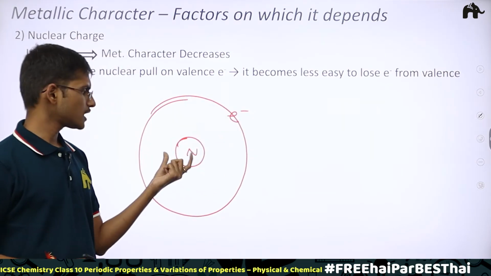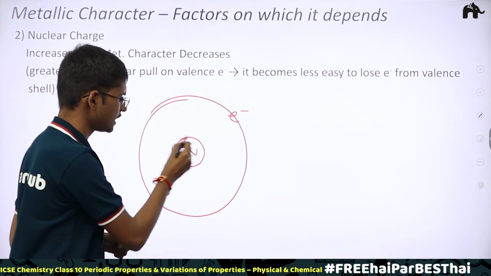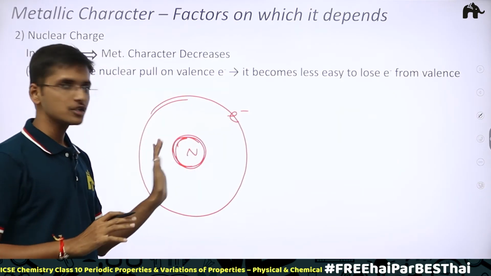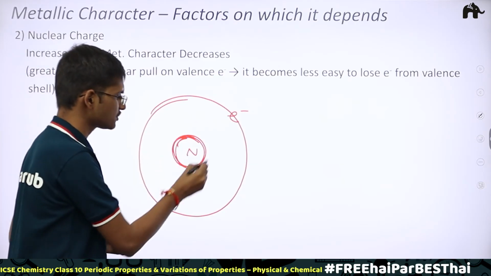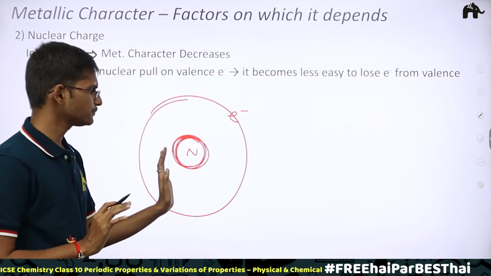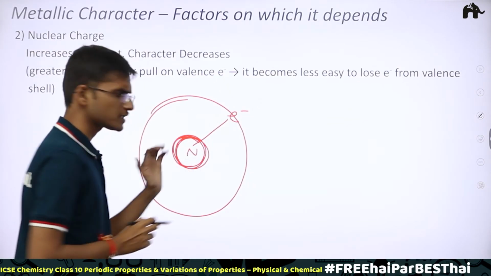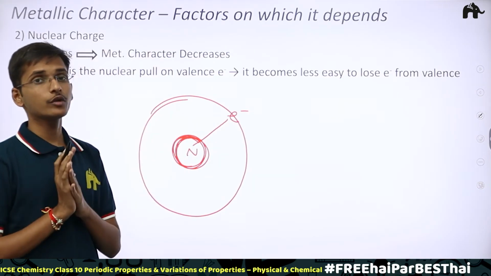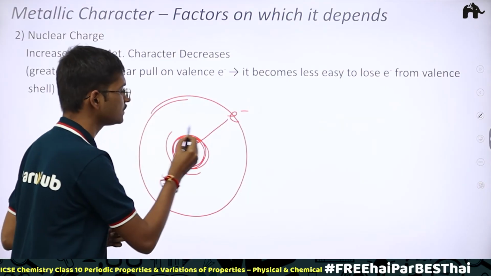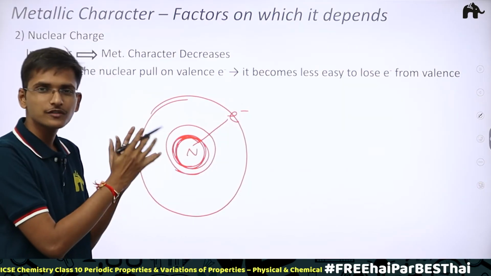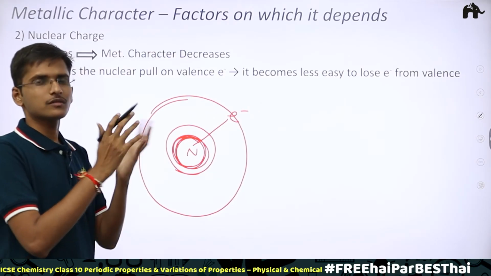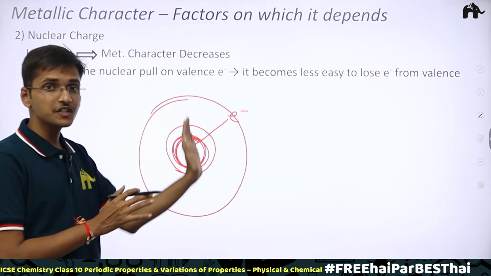Now the nuclear charge is, suppose, we have taken a nucleus having XYZ nuclear charge. Having this much nuclear charge, it would pull the electrons with some attractive force. Now what we are going to do? We are going to increase the nuclear charge. I'm just showing the size of the nucleus as bigger. It doesn't mean the nucleus becomes big. I'm just trying to represent an increased nuclear charge.